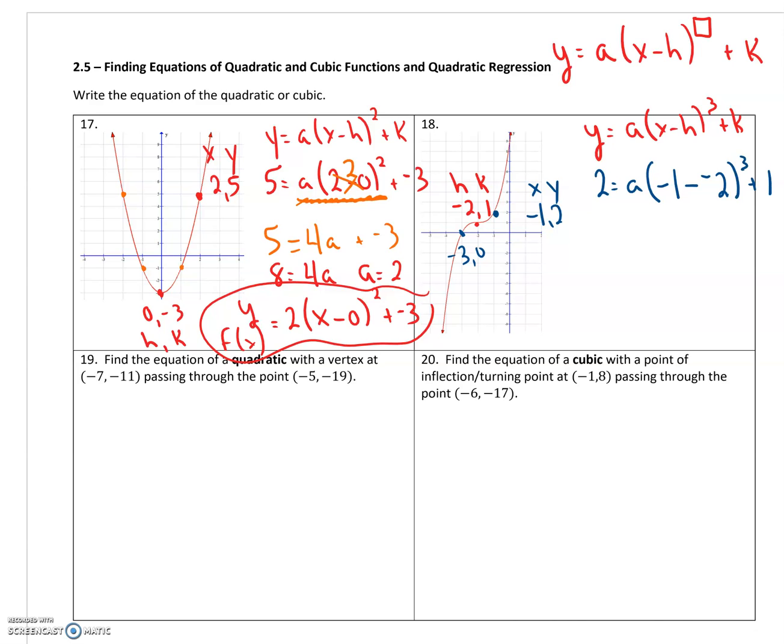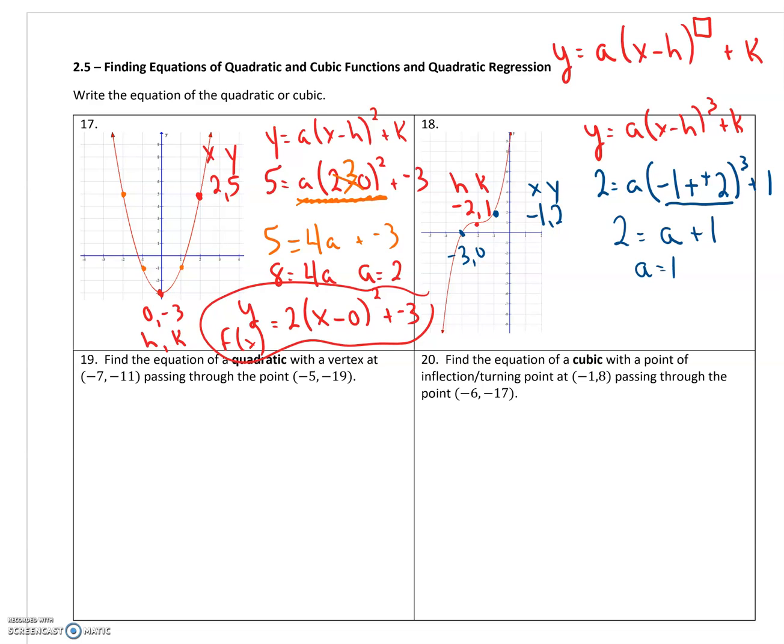So I'm going to start with my work in the parentheses. And -1 take away -2. That take away -2, if you add the opposite, just becomes -1 plus 2. So when I go into my parentheses, that's 1. And then when I take 1 and cube it, I get 1. So this turns into 1a, or just a. And now to get a by itself, I'll just subtract 1, and a is 1.